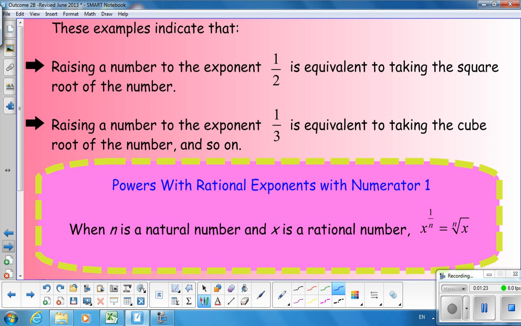Raising a number to the exponent of 1/2 is equivalent to taking the square root of the number. Raising a number to the exponent of 1/3 is equivalent to taking the cube root of the number, and so on.